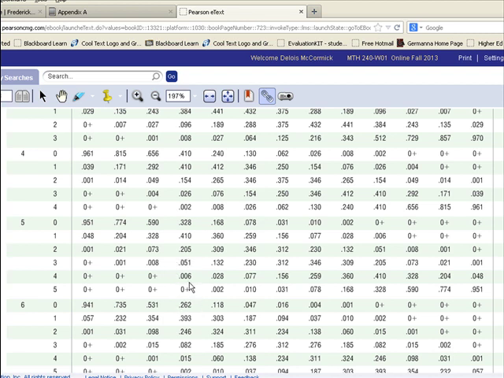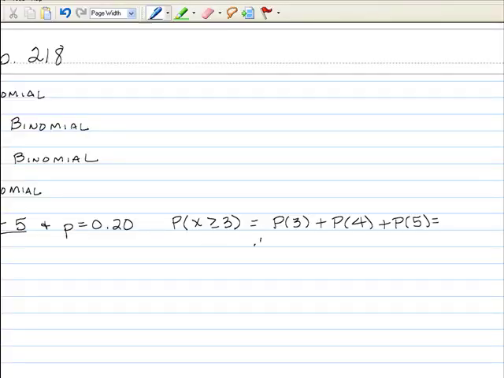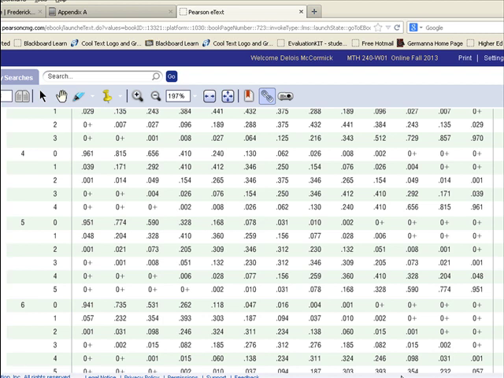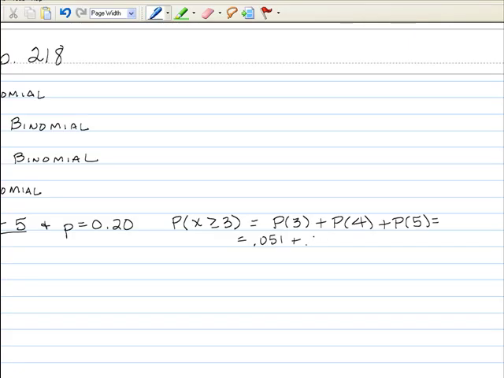So 0.051 plus 0.006 and then 0. Okay, so we're going to get 0.057 as our probability. So as you can see, it's pretty easy to do the table.